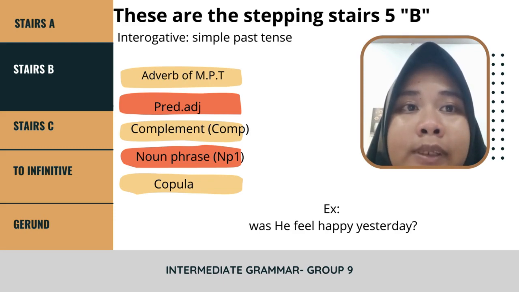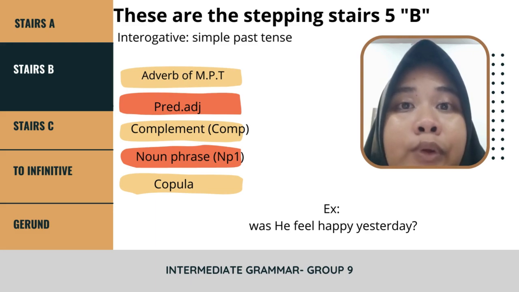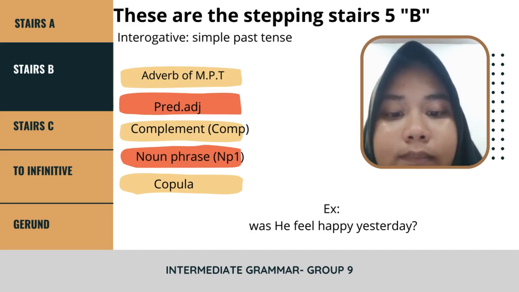The next is the stepping the 5 stair B, a simple past tense with the interrogative sentences. For the example is was he feel happy yesterday? Was as a copula, he as the noun phrase or the NP1, feel happy as the complement, and yesterday as the adverb of MPT.